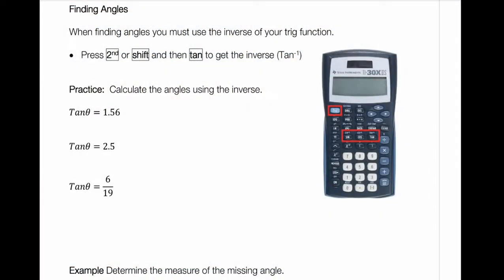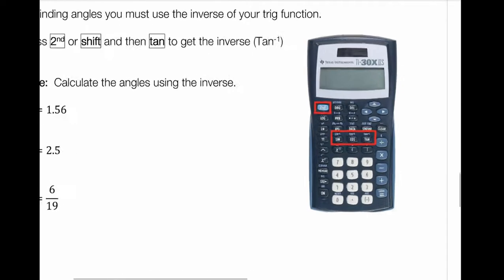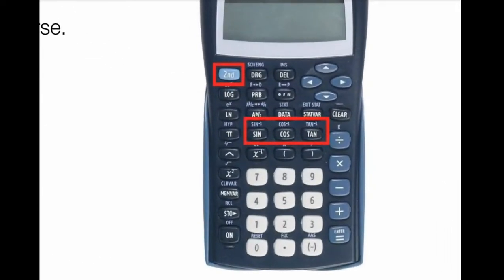Coming back to finding angles. When we find angles, we have to use the inverse of our trig function. The way we get that on our calculator is we have to press second or shift and then tan to get the inverse. If you look at your calculator here, if we zoom in on it, we have to hit this second button, and that will allow all these buttons to change to what we see up top. If we want the inverse of sine, or sine -1, we have to hit second function and sine, and so on. But because we're focusing on tan, we're just going to focus on second function and then pressing the tan button.